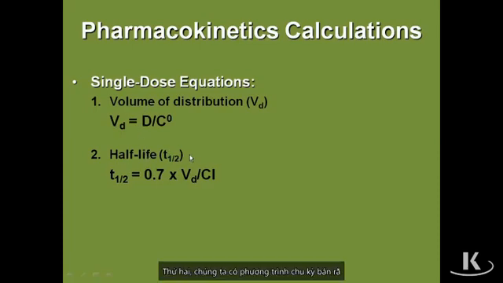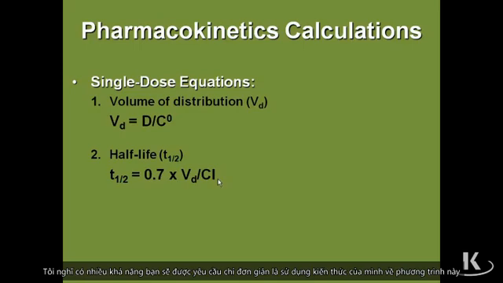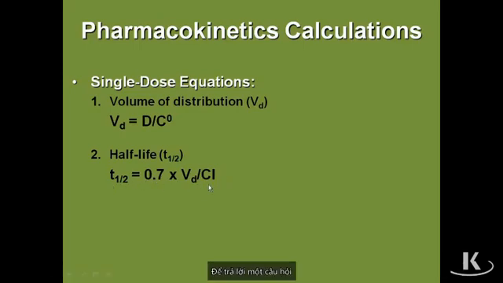Secondly, we have the half-life equation. And while there's a possibility that you're going to be asked to calculate this equation, I think there's a greater chance that you'll be asked just simply to use your knowledge of this equation in order to answer a question. So knowing the equation either way is still valuable. The half-life is equal to 0.7 times VD divided by clearance.